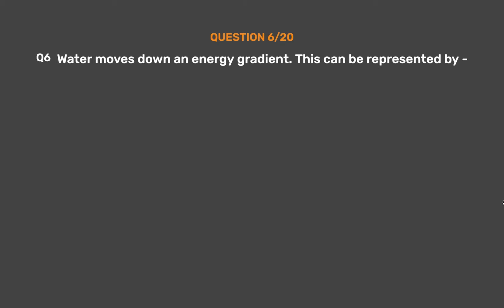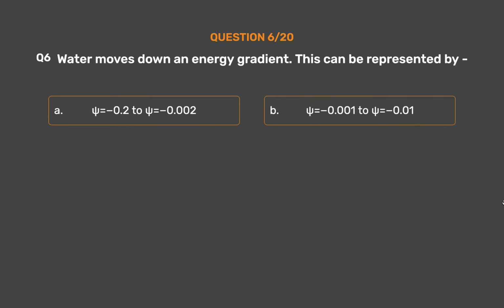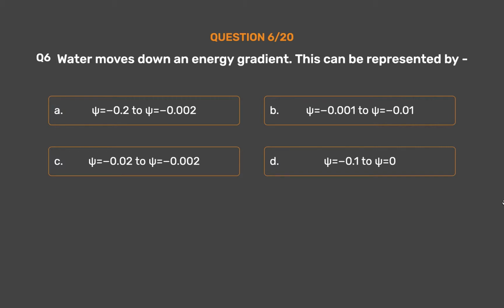Question number 6. Water moves down an energy gradient. This can be represented by option A. Psi equals minus 0.2 to psi equals minus 0.002. Option B. Psi equals minus 0.001 to psi equals minus 0.01. Option C. Psi equals minus 0.02 to psi equals minus 0.002. Option D. Psi equals minus 0.1 to psi equals 0.